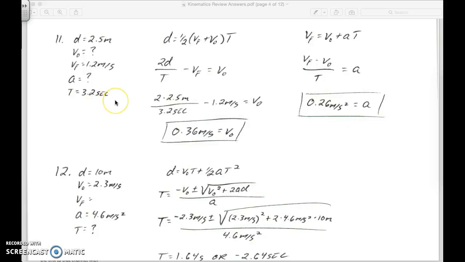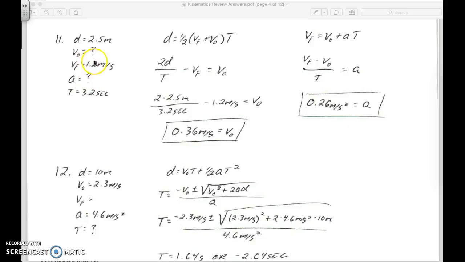Number 11: an accelerating lab cart passes through two photogate timers 2.5 meters apart. That's our displacement. In 3.2 seconds, that's a time. The velocity of the cart at the second timer is 1.2 meters per second. A, what is the cart's velocity at the first gate? And B, what is the acceleration?